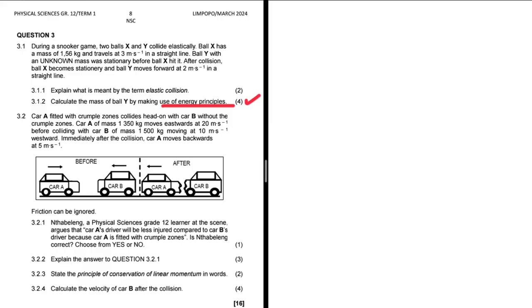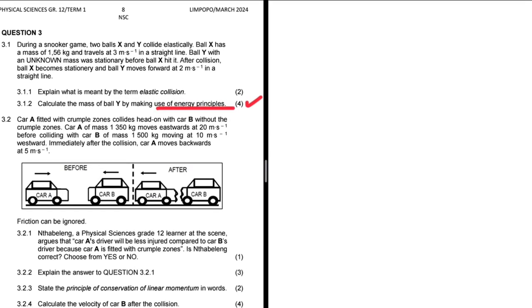So the first thing that we need to do, because we don't have a sketch, is to conceptualize, form our own sketch so that we can see what is happening with clarity. So ball X is traveling in a straight line at 3 meters per second, right? So let's go ahead and have that. So this is ball X traveling to the right with a speed of 3 meters per second. And then ball Y of an unknown mass is stationary.